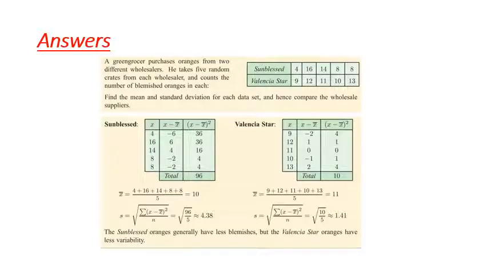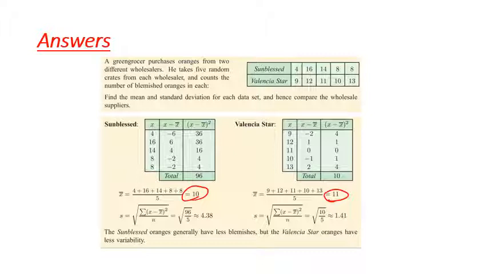Okay, so let's see how you went. We've got the question up the top. We need to find the mean and the standard deviation. All right, so obviously with Sunblessed, we've added up all our totals divided by 5, and we've got a mean of 10. For Valencia Star, we've done the same thing, and we've ended up with a mean of 11. So you could say that Sunblessed has less blemishes on average, which is great. So they're probably leading at the moment.